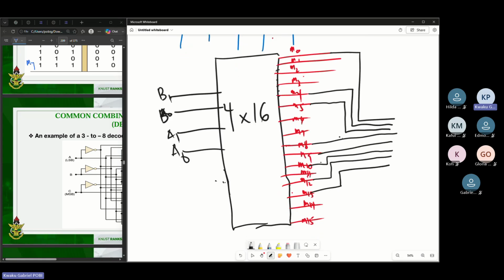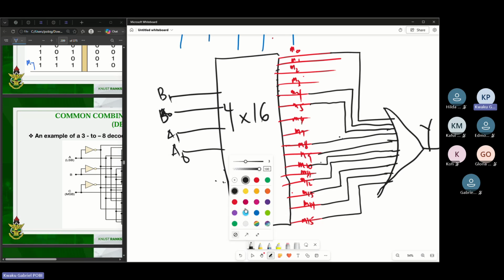So 13, 14, and then 15 like this. Then what do I need to do? I have to OR all these outputs together, and then they will give me Y, which was my output for this 2-bit comparator in that case. Since you don't need the rest of the outputs, what you need to do is put them to ground.